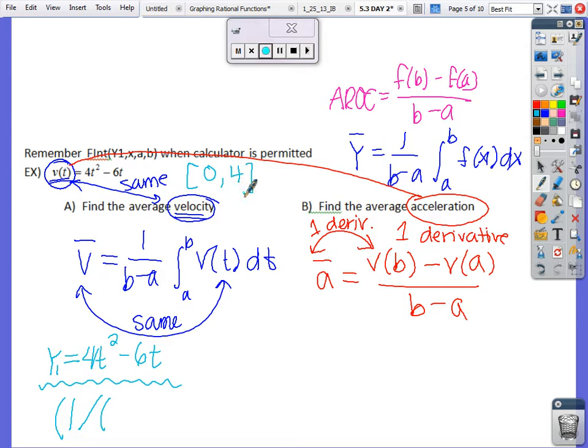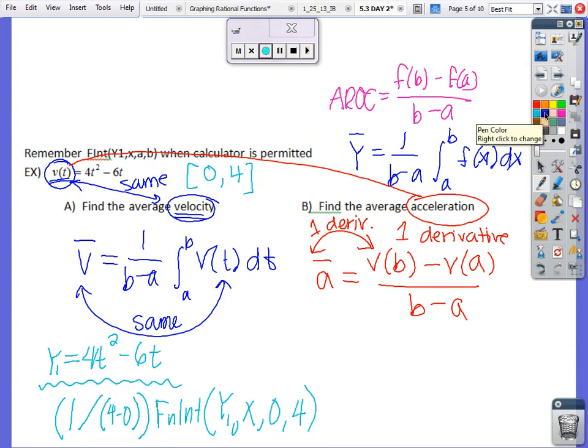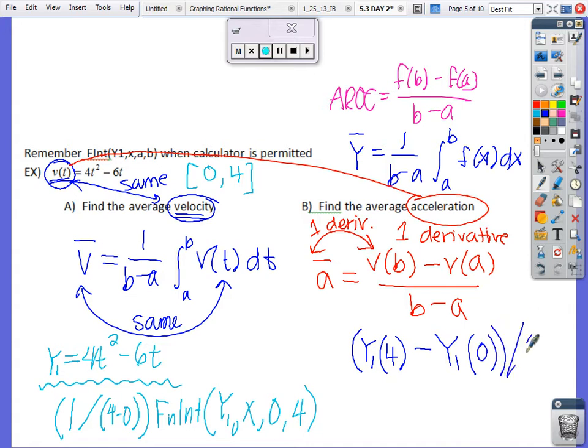So in this case, I would do 4 minus 0, which obviously you can just put in 4. And that will give you first the dividing by the width, and then we're going to do the fnInt of y1, comma x, comma 0, comma 4. Now because you already have the y1 in the calculator, and it's the same function for part B, in the blank screen I can do this whole thing without having to type in or figure out all my values. So on the blank screen for this one, I'm going to put a parenthesis. I'm going to find y1 under vars. I'm going to put in a 4 minus y1 of 0. That's the numerator, divided by 4 minus 0.